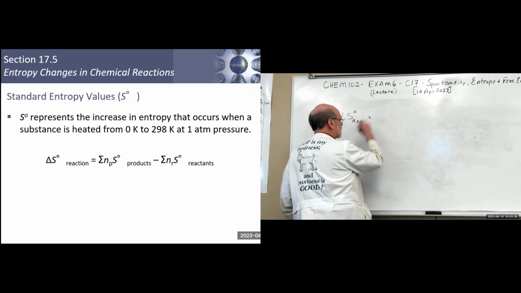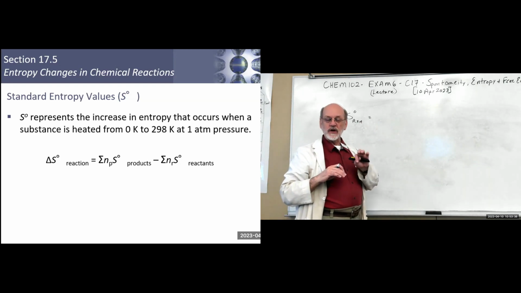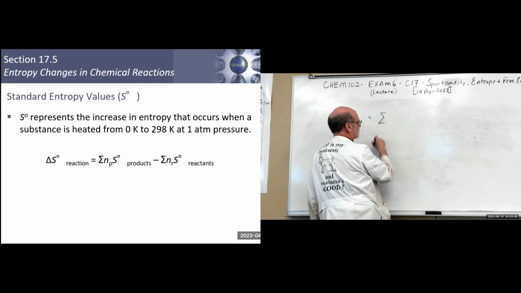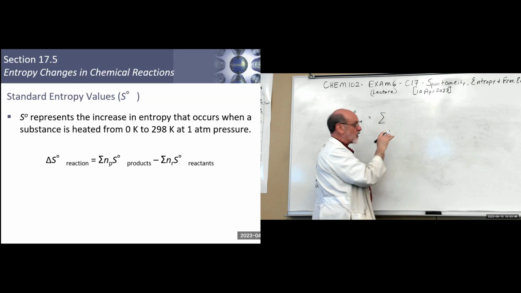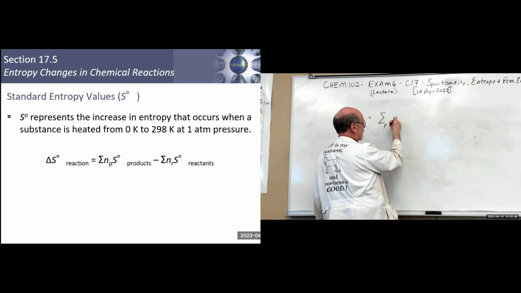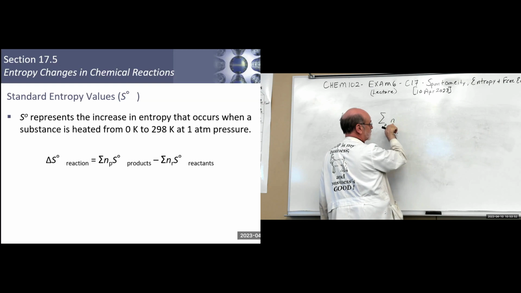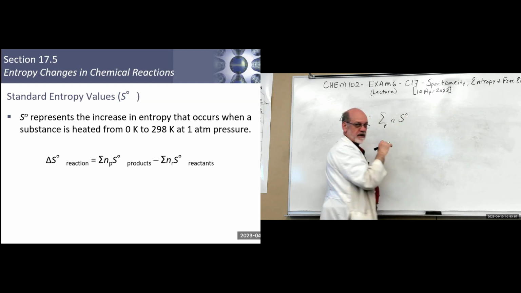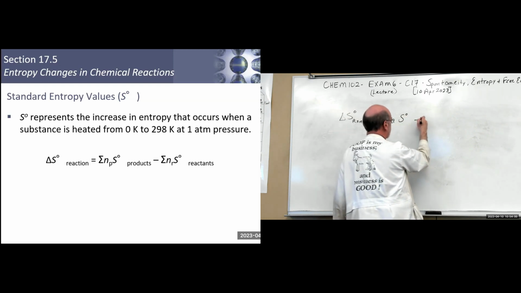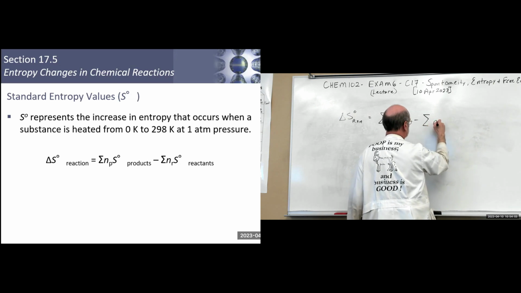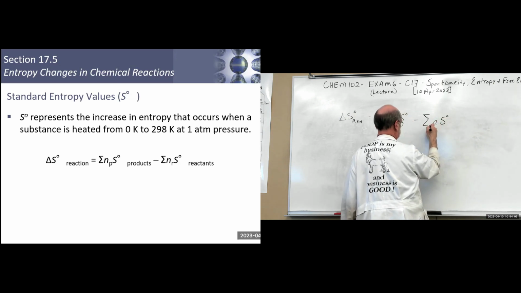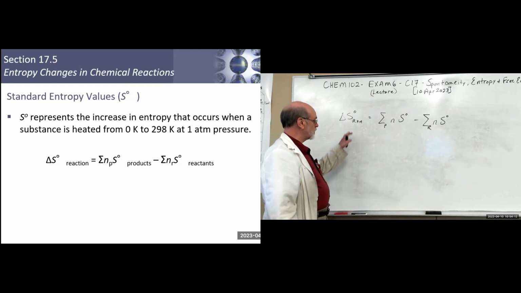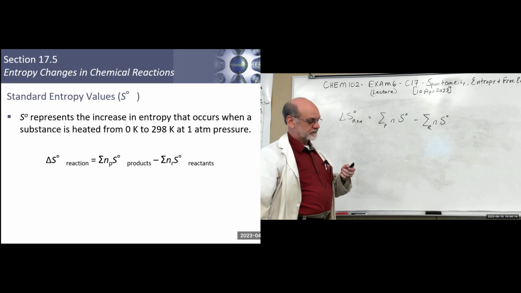So what we need is the total of the standard entropies for the products, right? The total for the products, and this depends on how many moles of each one there is. This is the coefficient in the equation. And this is for the products minus the standard entropy for the reactants. Okay. That's how we would calculate the entropy for a reaction.